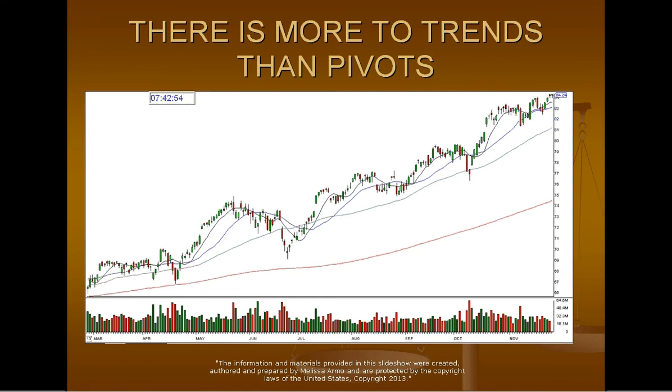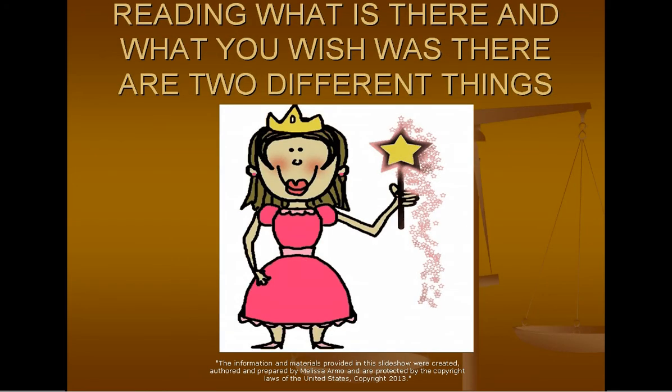There's just so much more to trends than pivots, and we're going to talk about this in the class. This is a clipping of the market, and you can see here that many pivots were broken in the market, and yet the market stayed in the uptrend. It is an uptrend. It is rallying into the end of this month in November and going to rally into the close of this year, 2013.